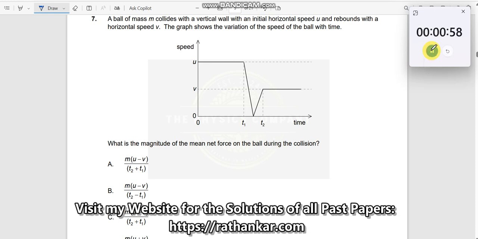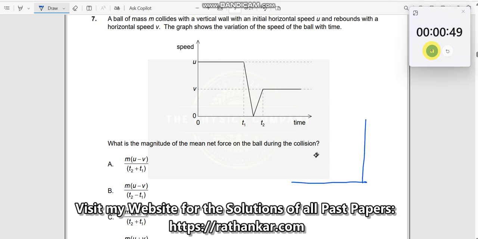Question number 7. A ball of mass m collides with a vertical wall with an initial horizontal speed u. The vertical wall is like this, with an initial horizontal speed u, and the ball rebounds with the horizontal speed v. So, it hits here and rebounds with the velocity v. The graph shows the variation of the speed of the ball with time. What is the magnitude of the mean net force on the ball?